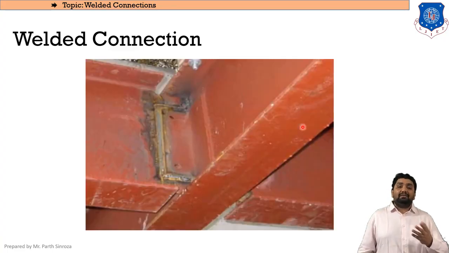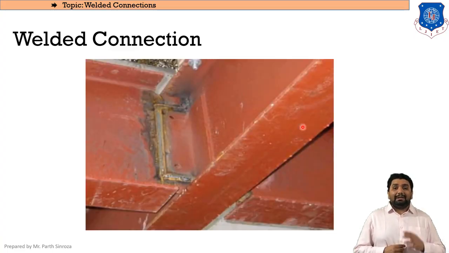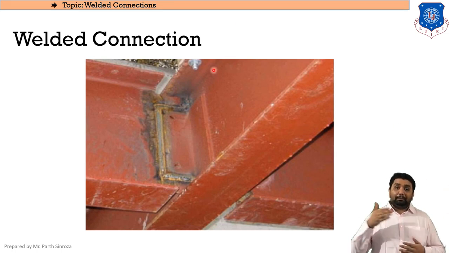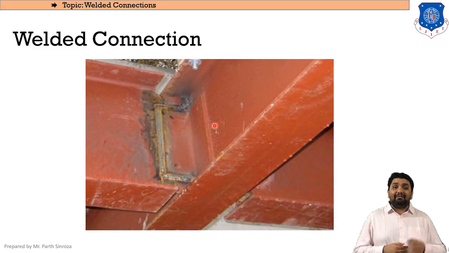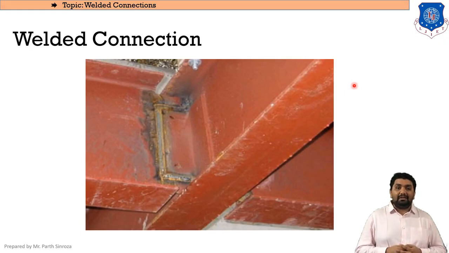As you can see in the figure here, this is a proper practical example of a welded connection. Here you can see that the two plates are connected using welds. The two possibilities that we can use are either bolts or welds. Here it is an example of welded connections. Now how to design these welded connections, or which precautions we need to keep in mind, we will be discussing in this chapter.